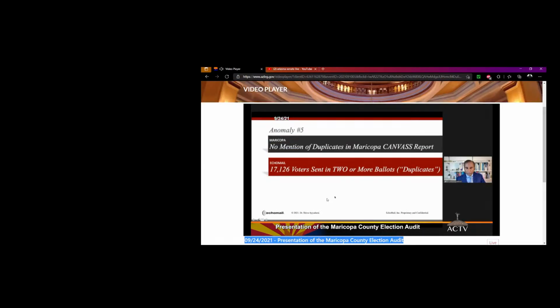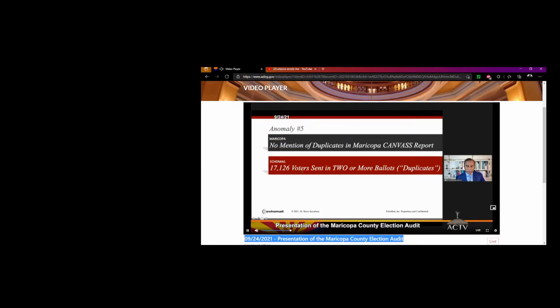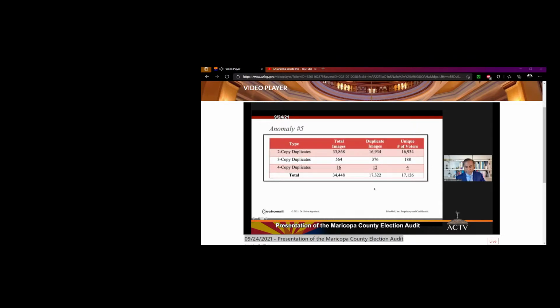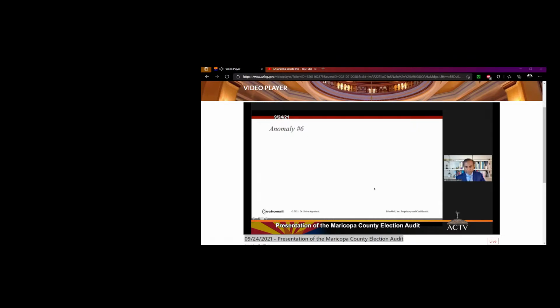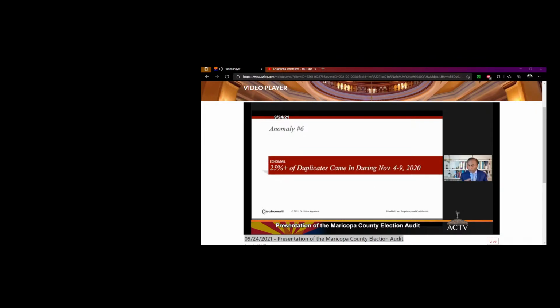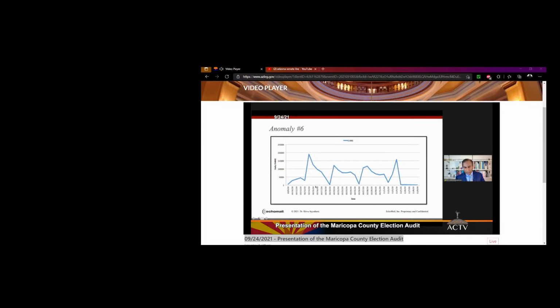In our case, we found 17,126 voters sent in 2 or more ballots as duplicates, as you've seen before. Anomaly 6 is 25% plus or more of the duplicates came in during November 4th to the 9th, essentially on election day and after. So how did we find this? Well, here's a plot. Again, let me walk you through this.